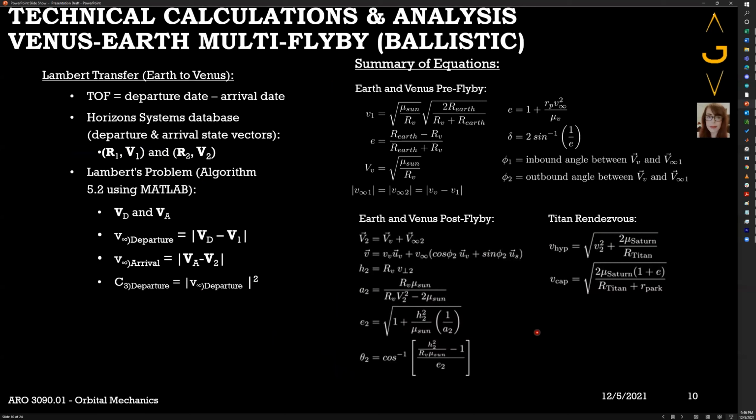After the departure date and arrival date were determined, the time of flight was found, and then this information was entered into the Horizons System database in order to find the state vectors for Venus and Earth. After that, this information was entered into Lambert's problem using MATLAB, and then the departure and arrival velocities were determined. Using that information, the C3 of departure from Earth was calculated.